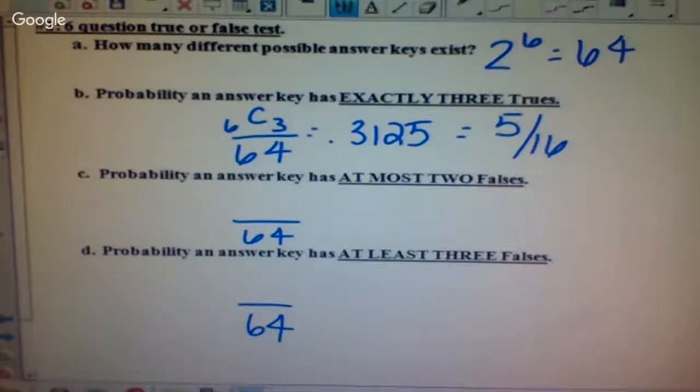At most, 2 falses. So what does at most mean? 2 is the highest I could have. So I could have 2. How do I write 2? 6C2. Okay. What else does that include? 6C1 and 6C0. At most 2 falses means I have 2, 1, or none.